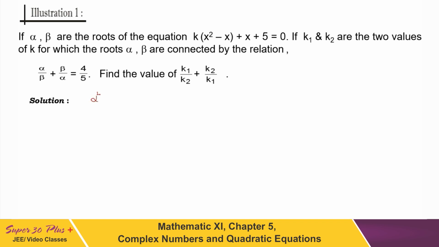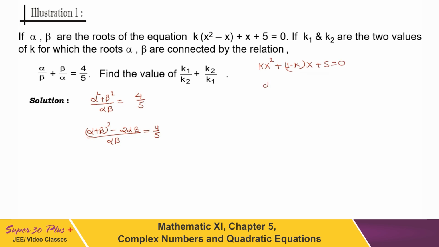Taking LCM, it is alpha square plus beta square upon alpha beta is equal to 4 upon 5. Alpha square plus beta square can be written as alpha plus beta whole square minus 2 alpha beta, whole upon alpha beta is equal to 4 upon 5. What is the nature of the quadratic equation? It is kx square plus 1 minus k times x plus 5 is equal to 0.